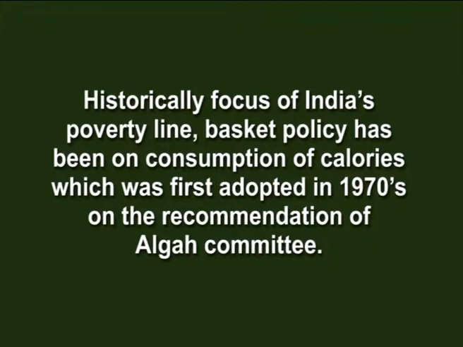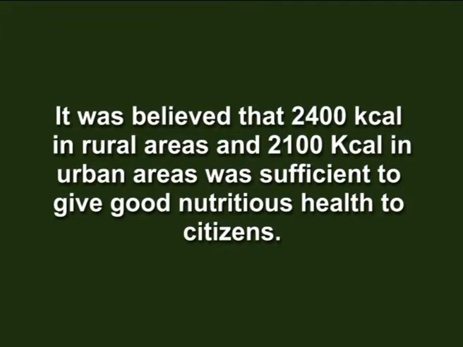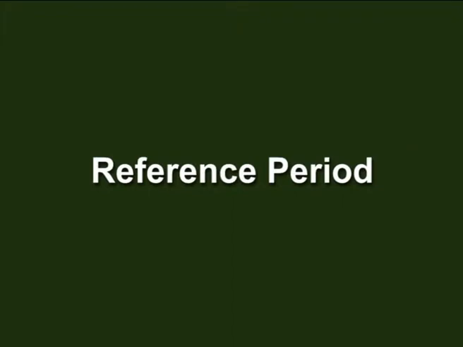Historically, the focus of India's poverty line basket policy has been on consumption of calories, which was first adopted in the 1970s on the recommendation of the Alagh Committee. It was believed that 2400 kilocalories in rural areas and 2100 kilocalories in urban areas was sufficient to give good nutritious health to citizens. Then, while developing a poverty line, we consider the reference period.